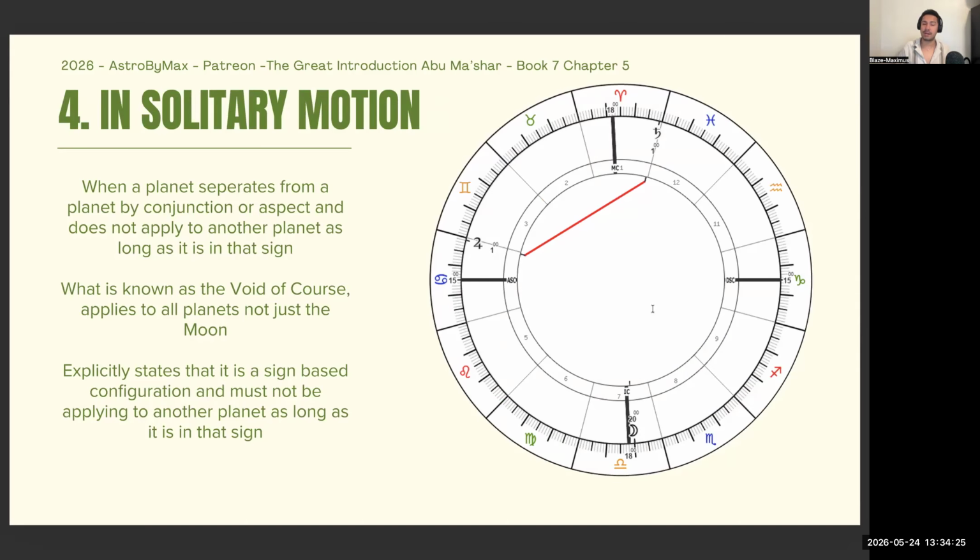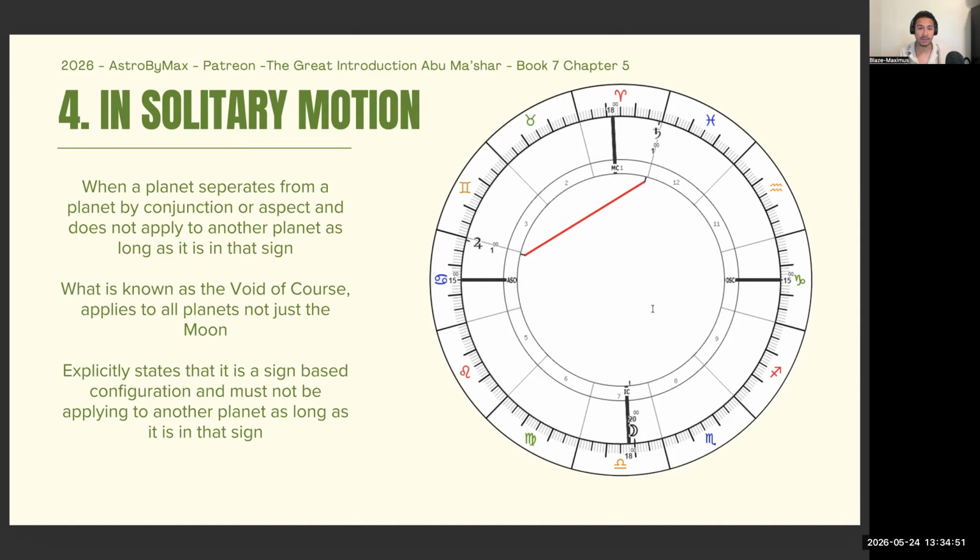Our fourth consideration here is solitary motion. Solitary motion is what astrologers understand as the void. There are many different definitions for the void, of course, but this is the one that Abu Mashar gives in the Kitab al-Madkhal. When a planet is in solitary motion, we are told that it separates from a planet by conjunction or aspect and does not apply to another planet as long as it is in that sign.